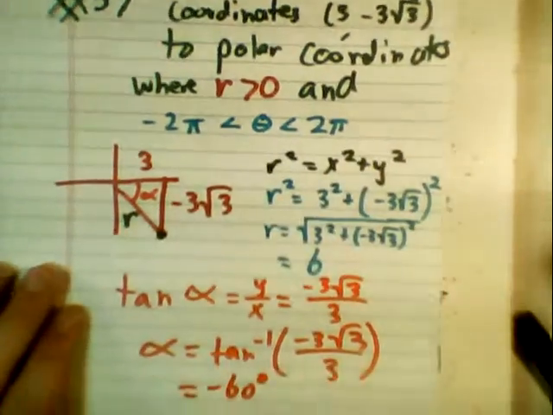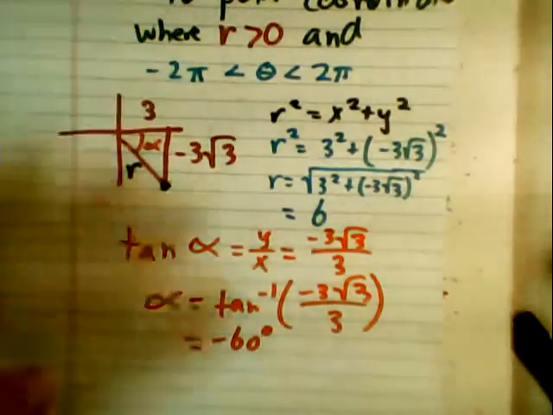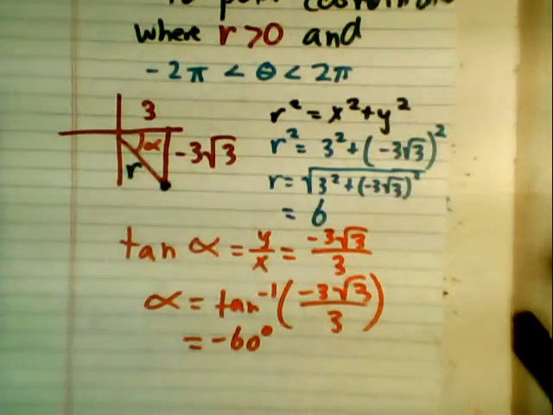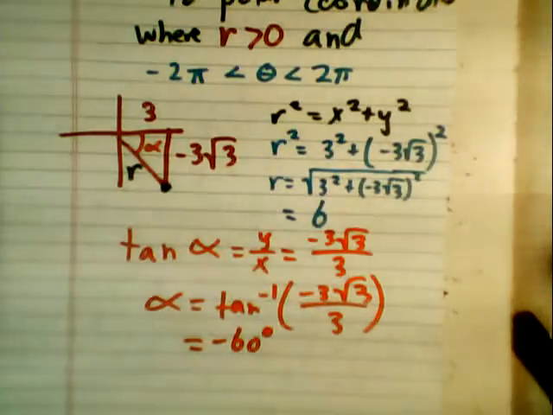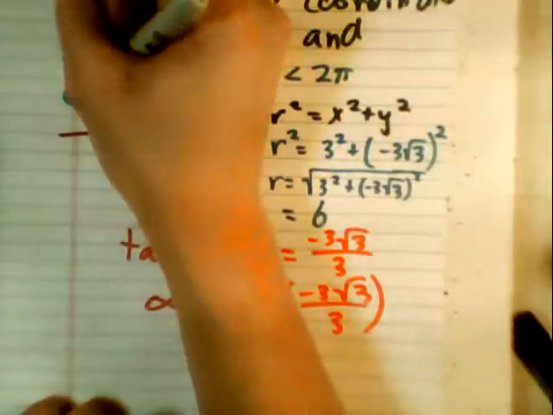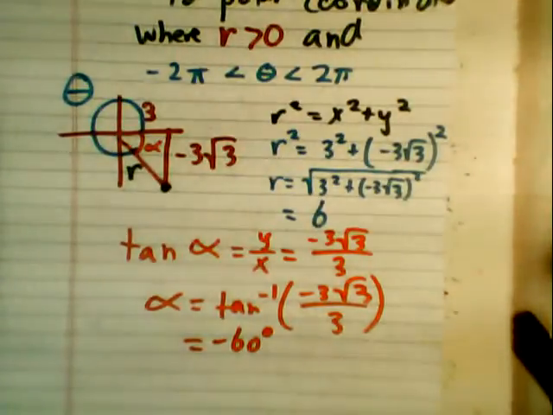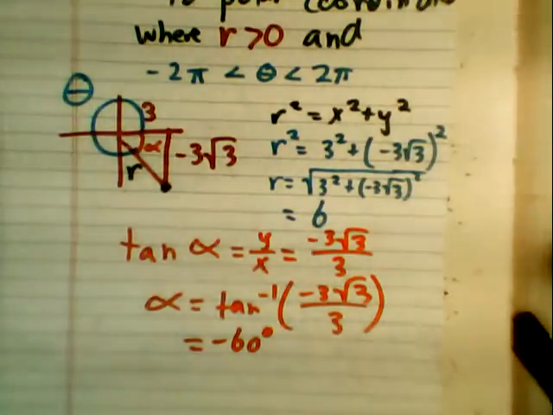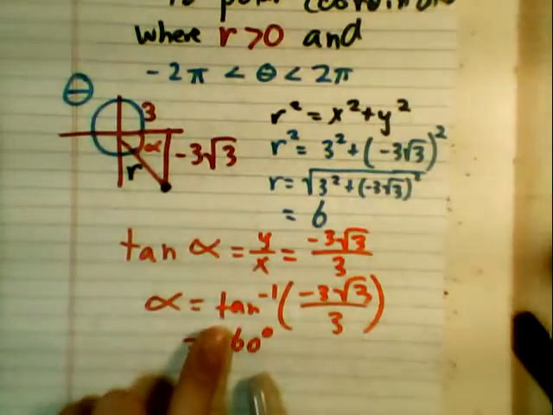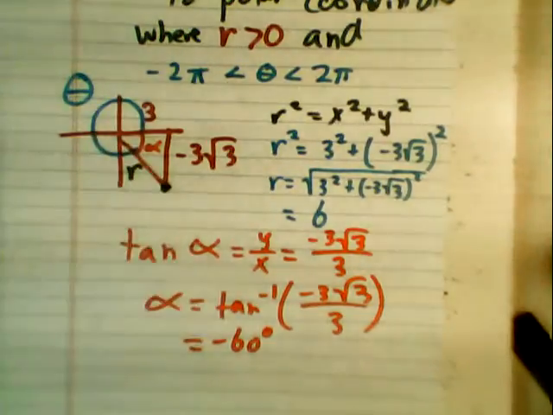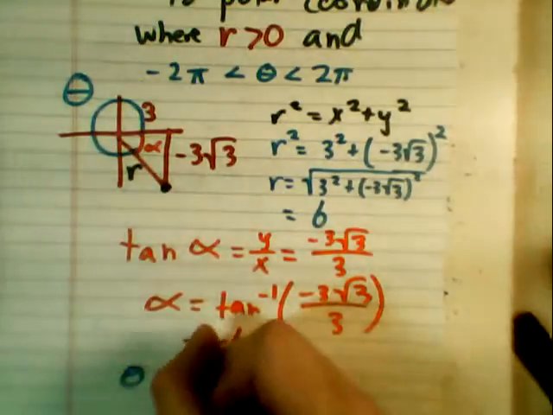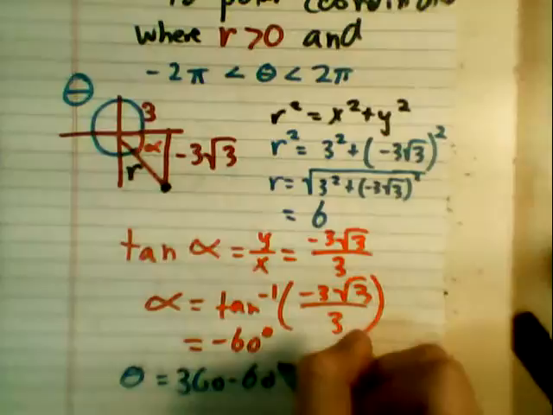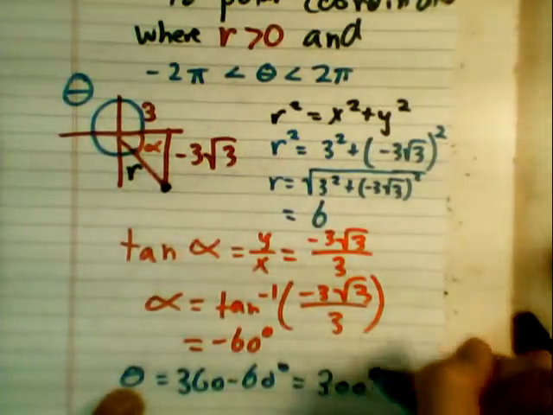So it's going from here. But what we need to actually find is the angle around here, which is theta. So what we can do is subtract 60 from 360, and that will get the rest of us. Because remember, a circle is 360 degrees. So theta equals 360 minus 60 degrees, so theta equals 300 degrees.